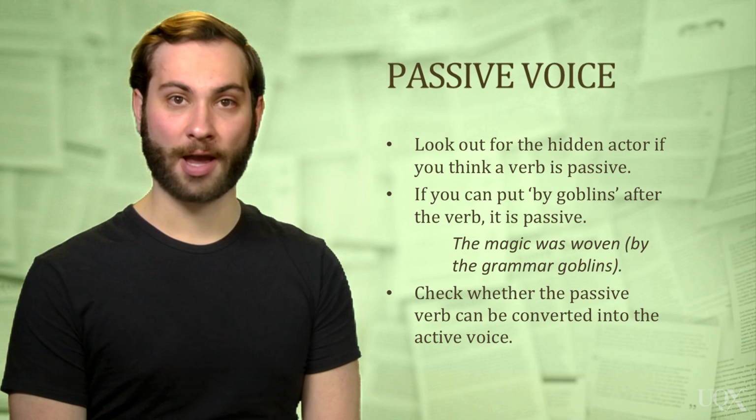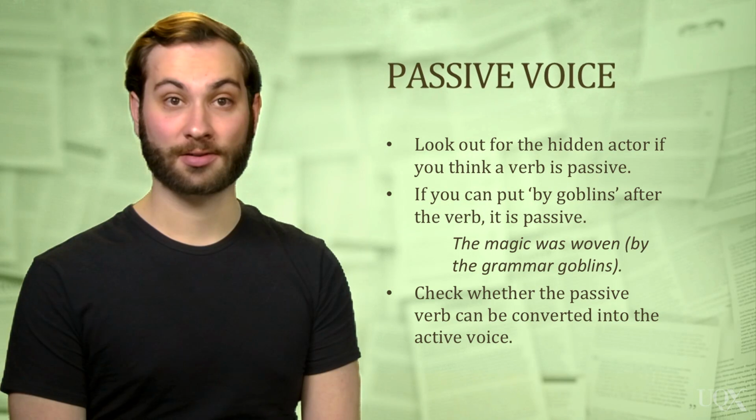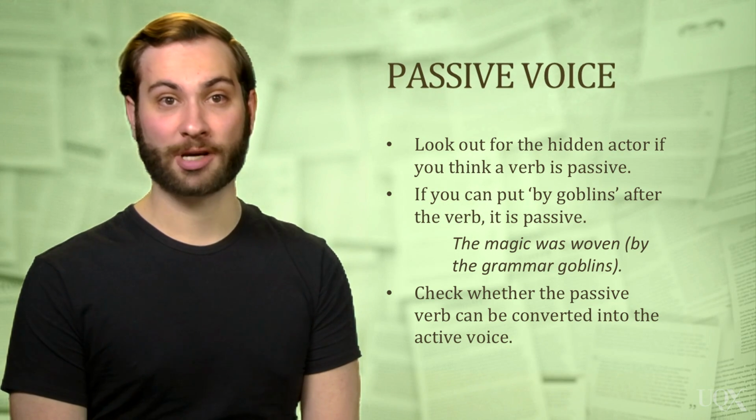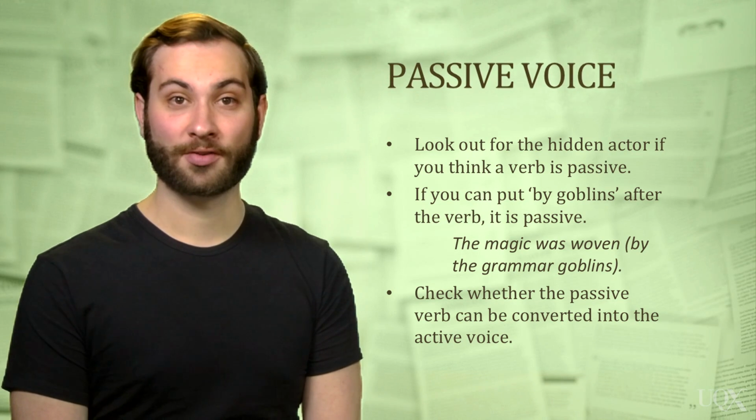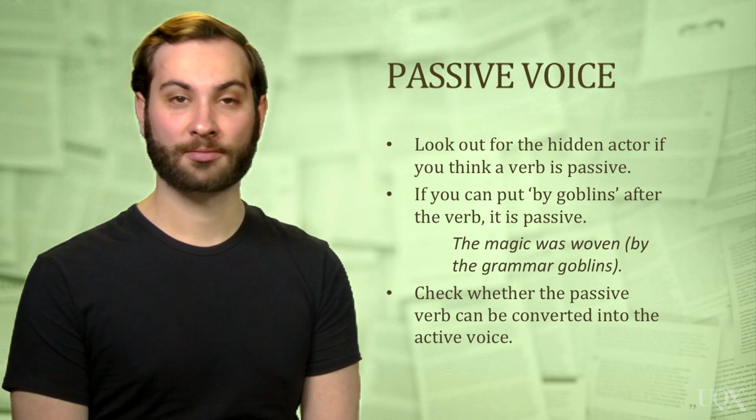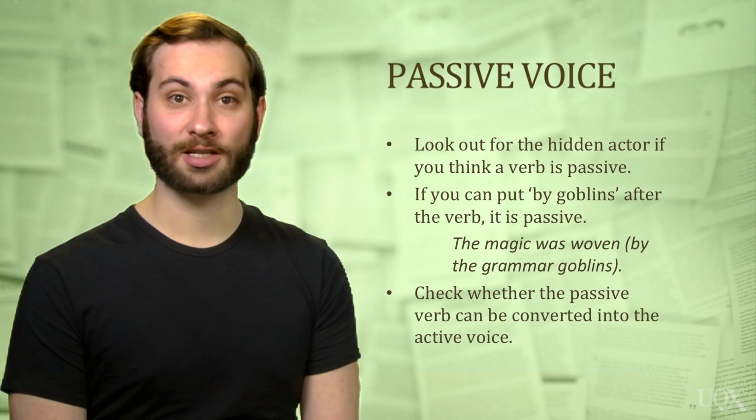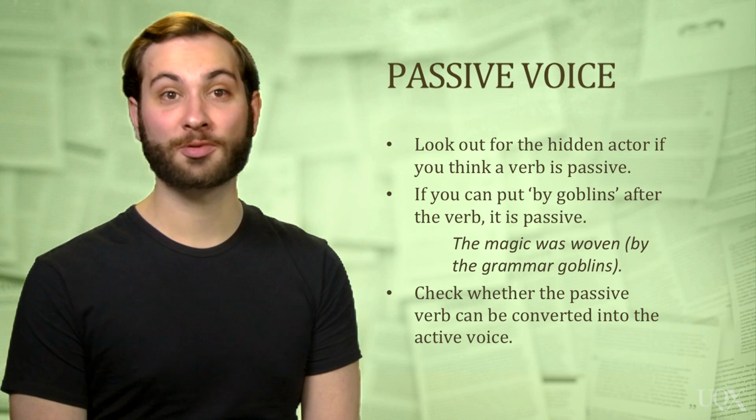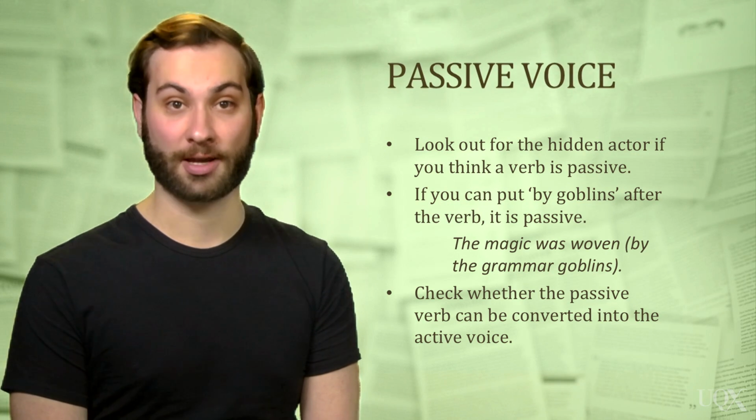If you think a verb is in the passive voice, look for a hidden actor. Often, the by agent, that is, who is actually performing the action, is not expressed. It might simply be understood or implied. If you can put by goblins after the verb, the sentence is passive. An example would be, the magic was woven by the grammar goblins. Also, check whether what you think is a passive verb can be converted straightforwardly into the active voice. Only verbs that can be used transitively, that is, take a direct object, can be converted to the passive.